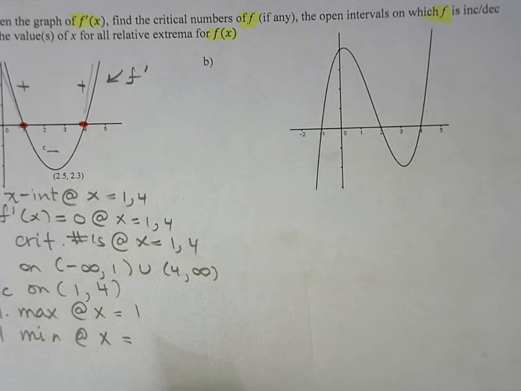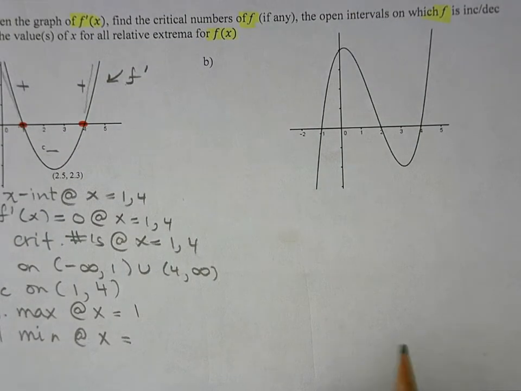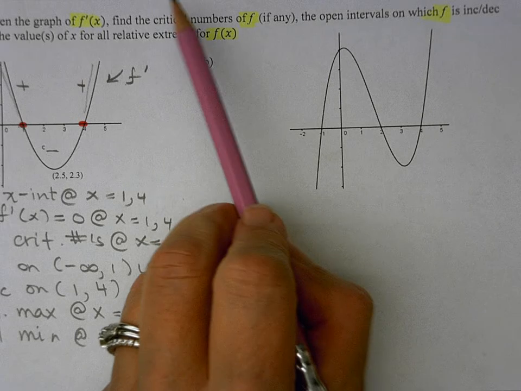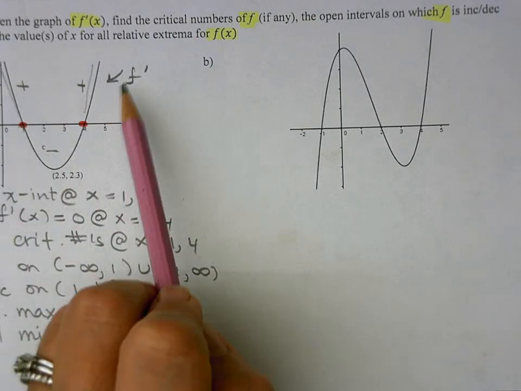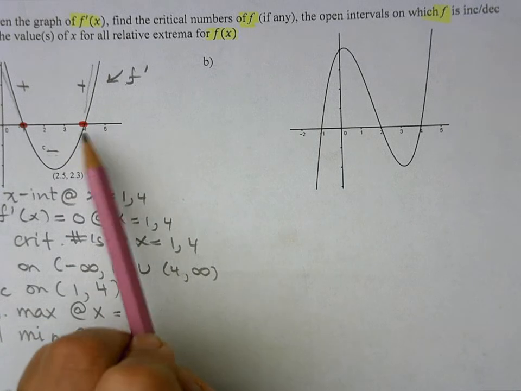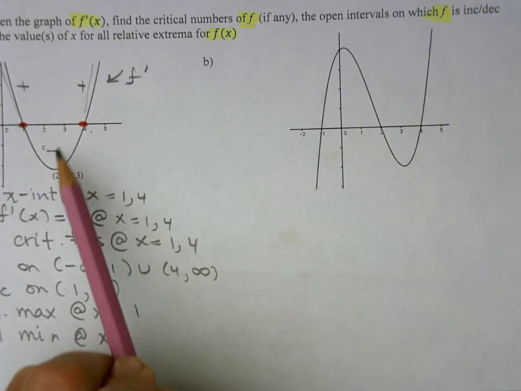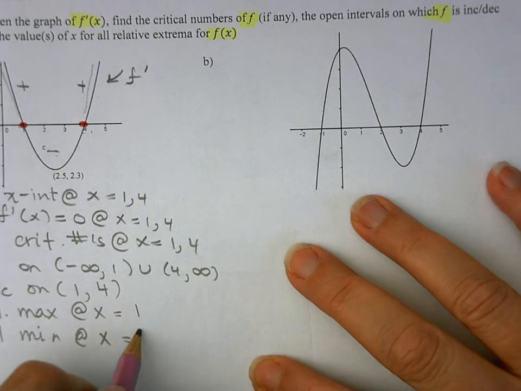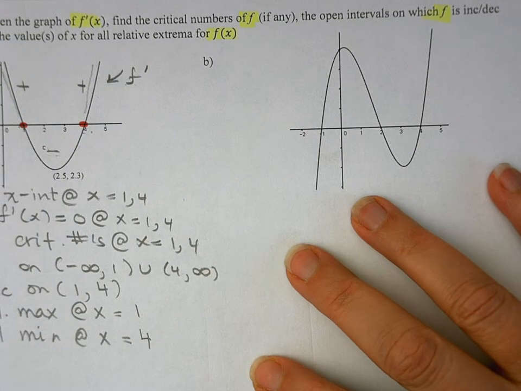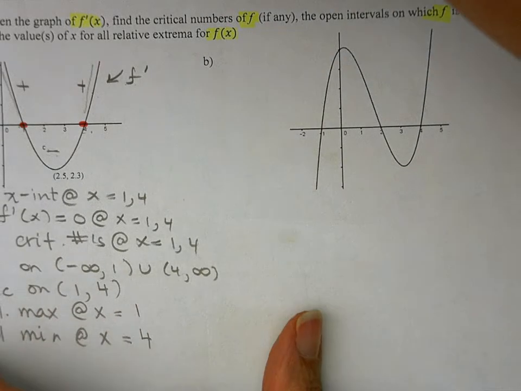And then we know we have a relative minimum when f prime goes from negative to positive. So I look over here. Where does f prime go from negative to positive? That happens here. So x equals 4 will give me my relative minimum. Again, those definitions are very important for us to analyze our graphs.